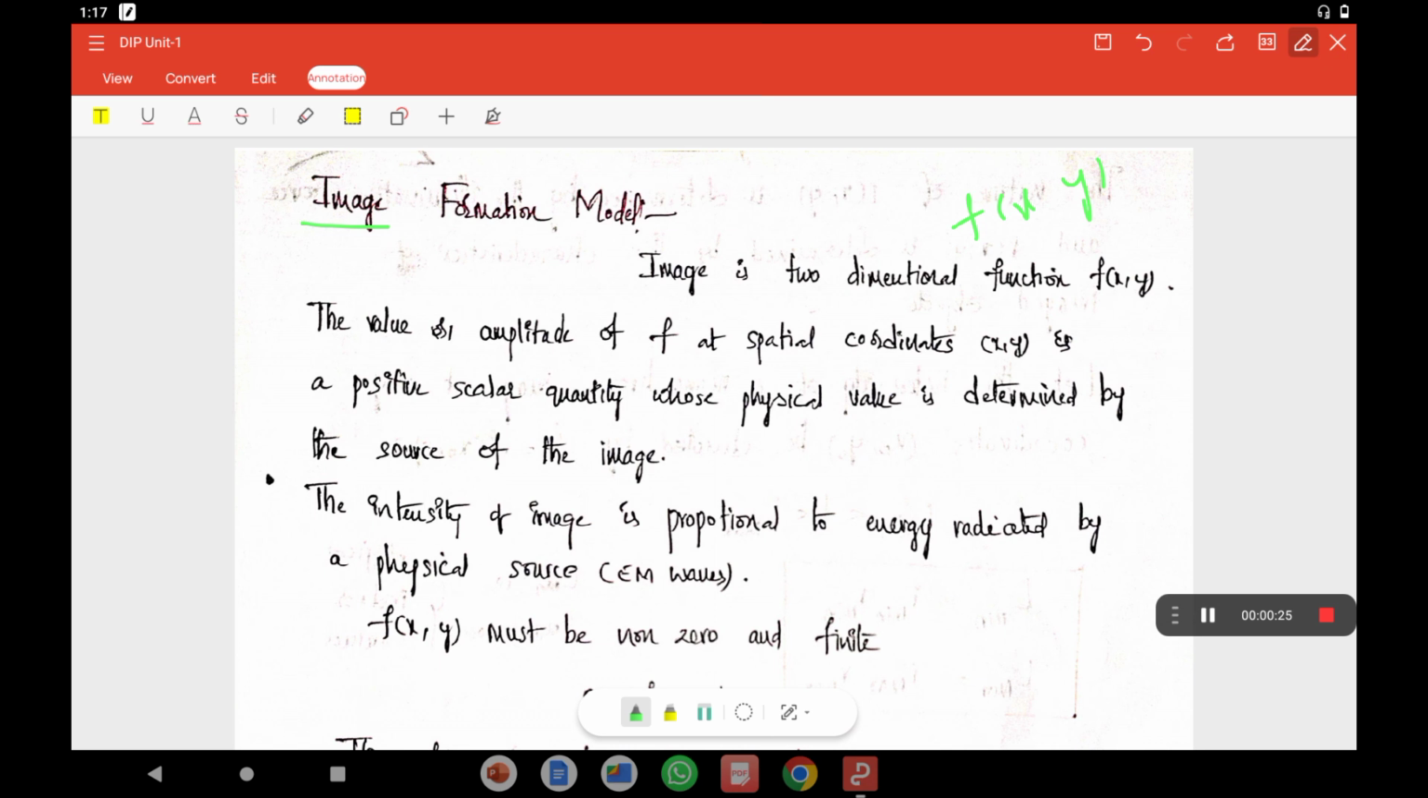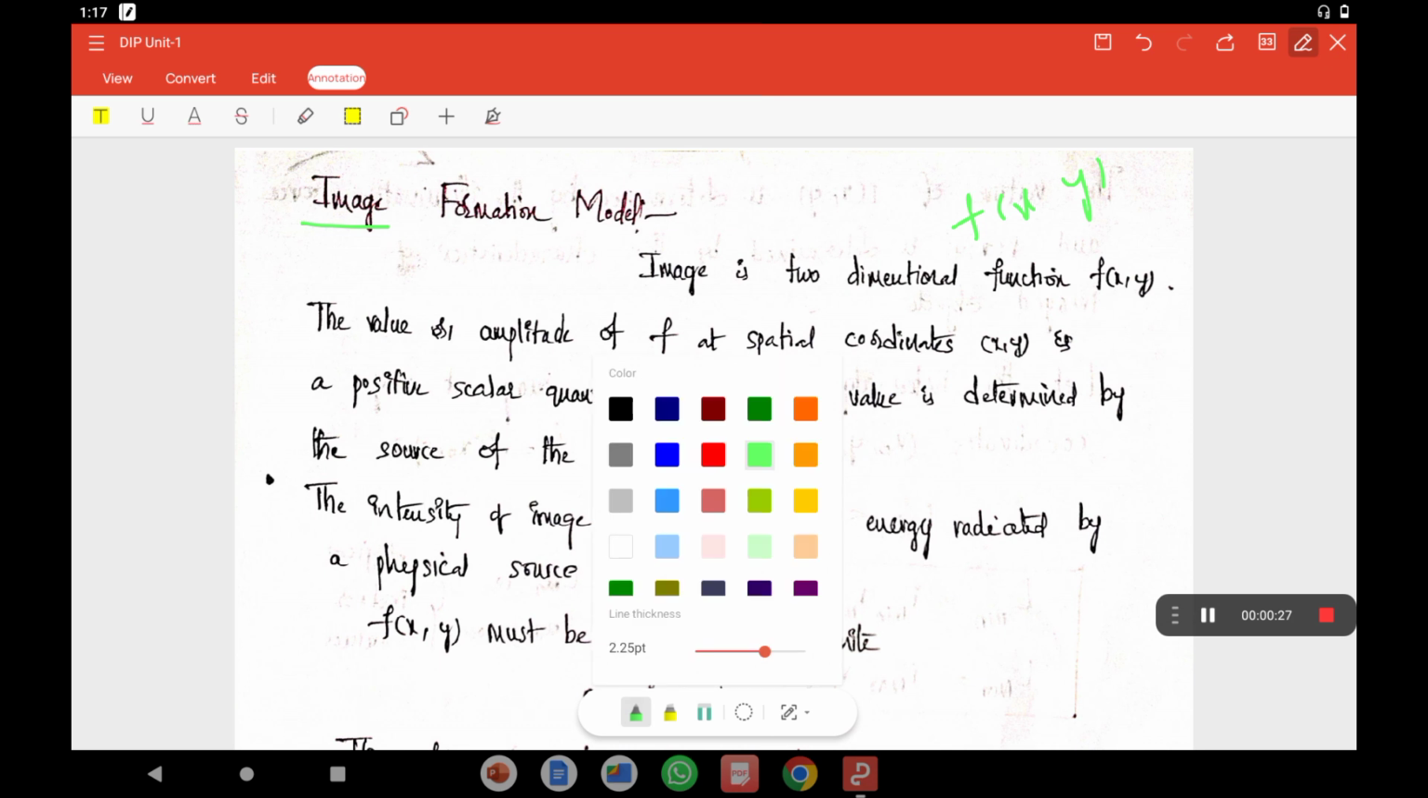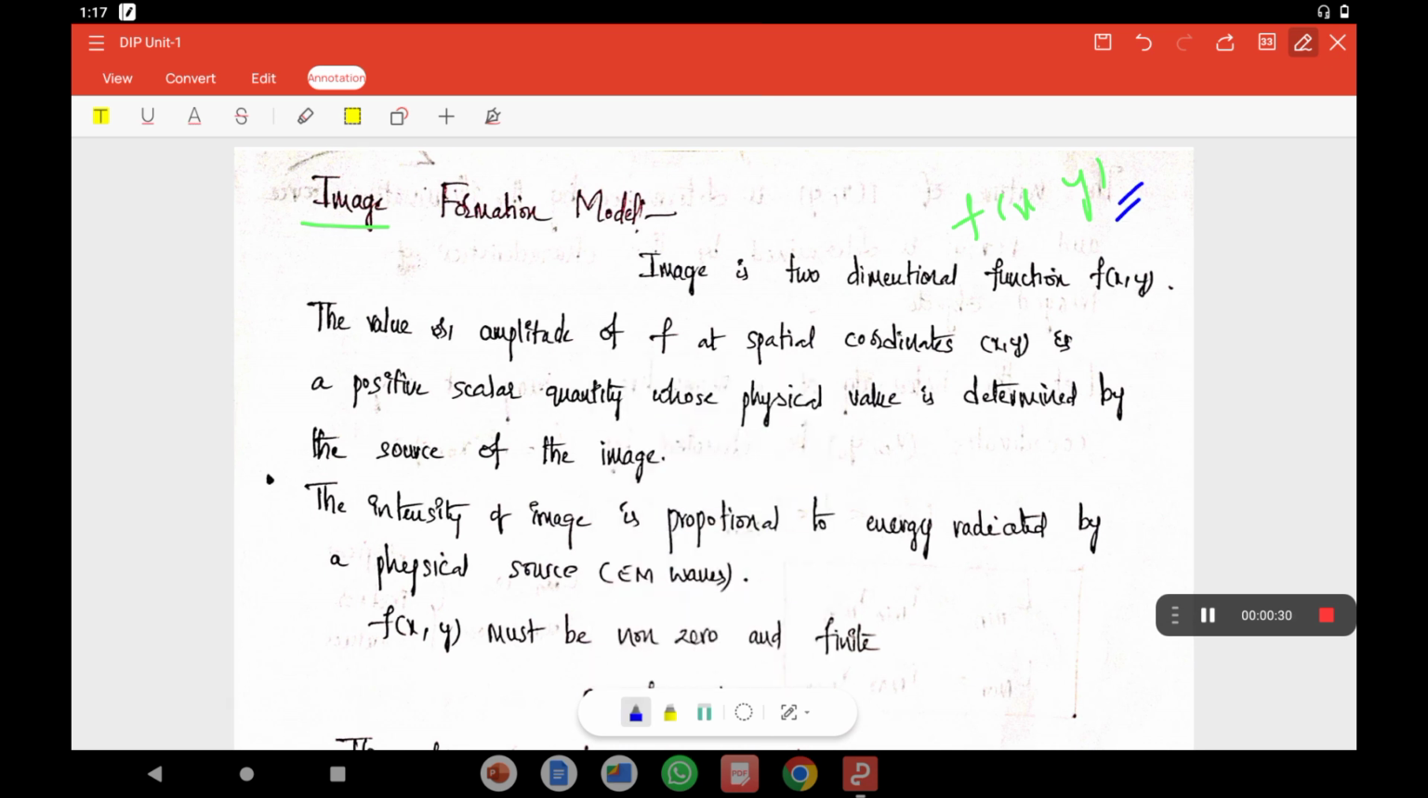So it consists of some value at the time. That value may be anything. f of x comma y is having some value. That value is generally called as the amplitude value. So that is nothing but f of x comma y, the value or amplitude of f at any pair of spatial coordinates.